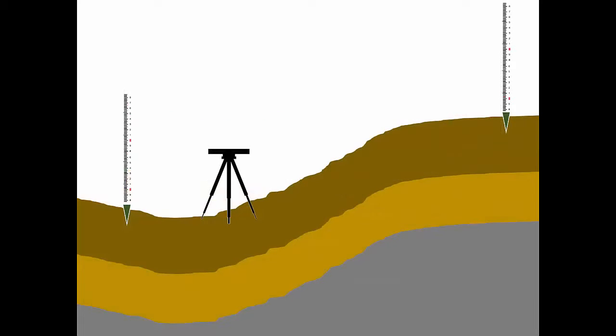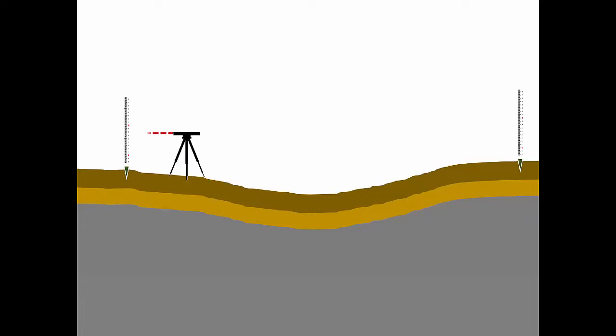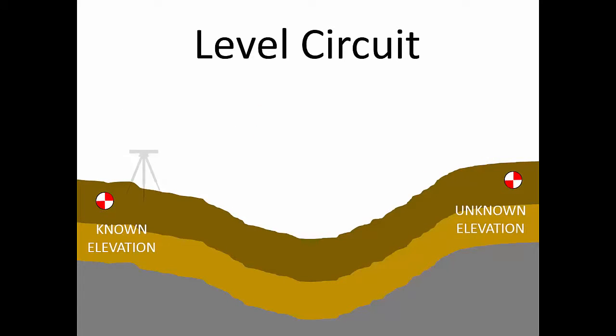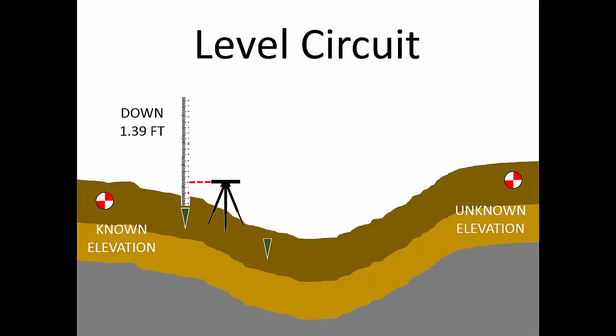But what if I can't see between those points? For instance, in this scenario, the elevation difference is greater than the height of my tripod. Or what if the locations are 5,000 feet apart? Well, to overcome these obstacles, we perform a level circuit. We perform a level circuit by measuring a series of elevation differences end to end.